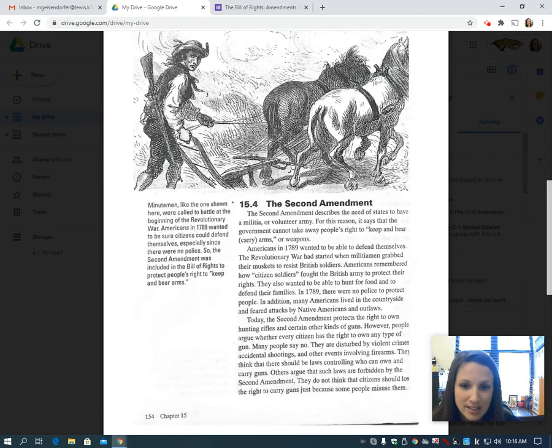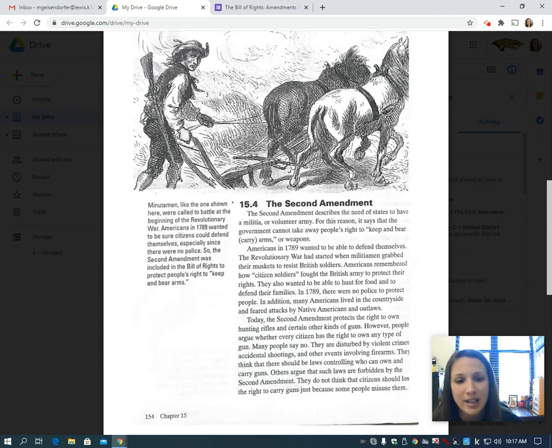In the last paragraph, it says, today the Second Amendment protects the right to own hunting rifles and certain other kinds of guns. However, people argue whether every citizen has the right to own any type of gun. Many people say no. They are disturbed by violent crimes, accidental shootings, and other events involving firearms. They think there should be laws controlling who can own and carry guns. Others argue that such laws are forbidden by the Second Amendment. They do not think that citizens should lose the right to carry guns just because some people misuse them.